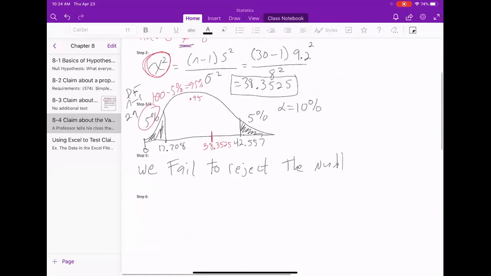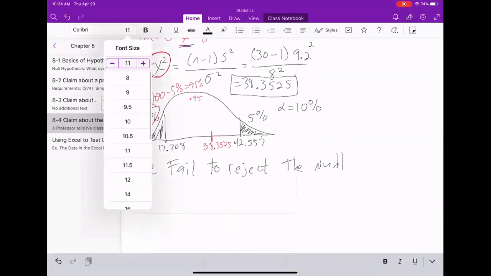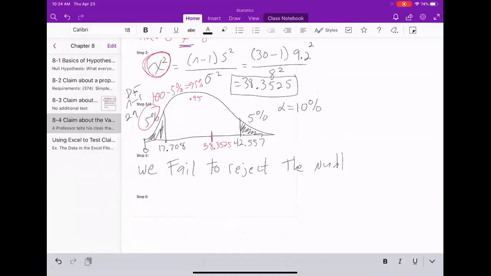So if I come in here and do my conclusion, we fail to reject it. Also, there is insufficient evidence to support the claim that the true standard deviation of test scores is not 8 points.